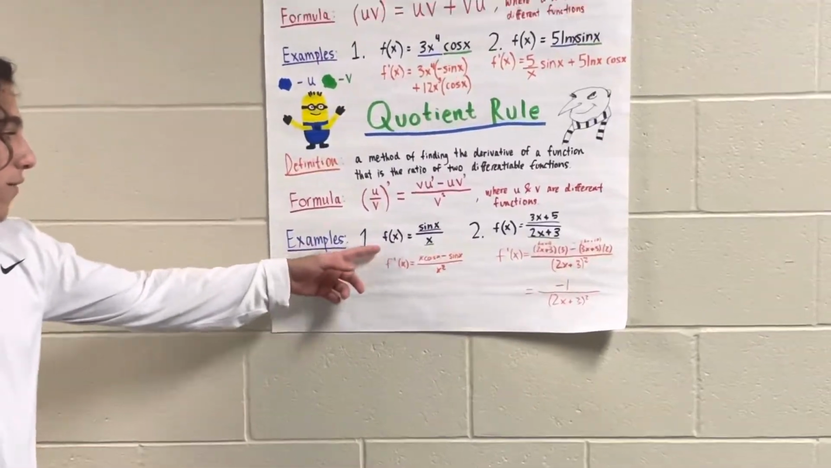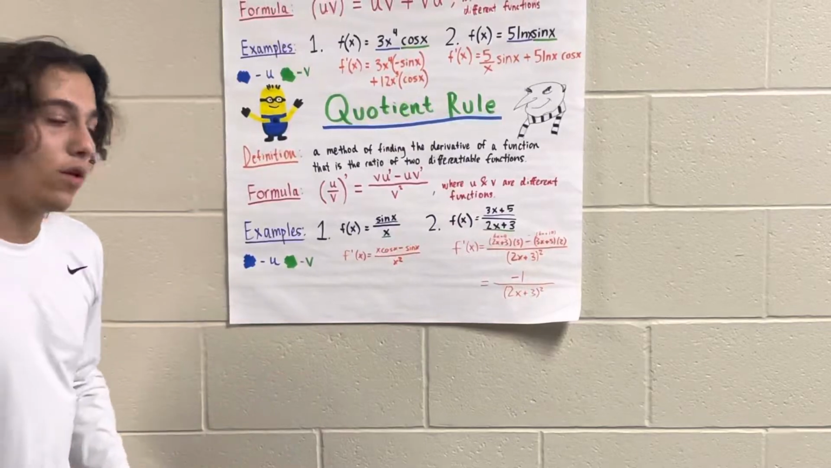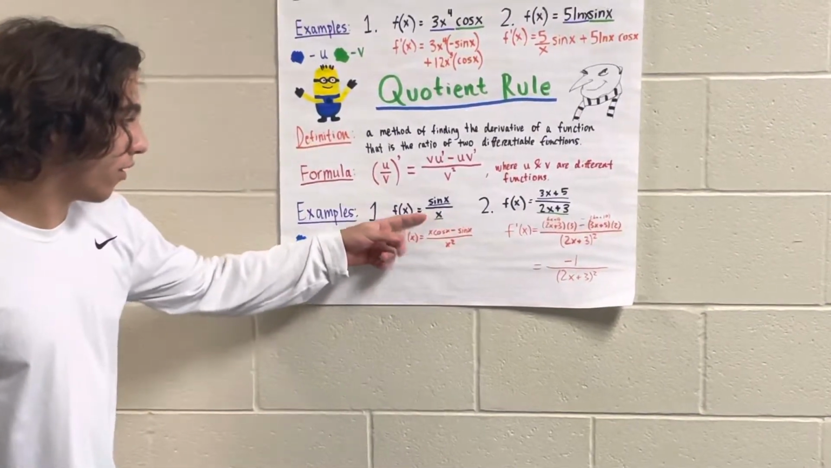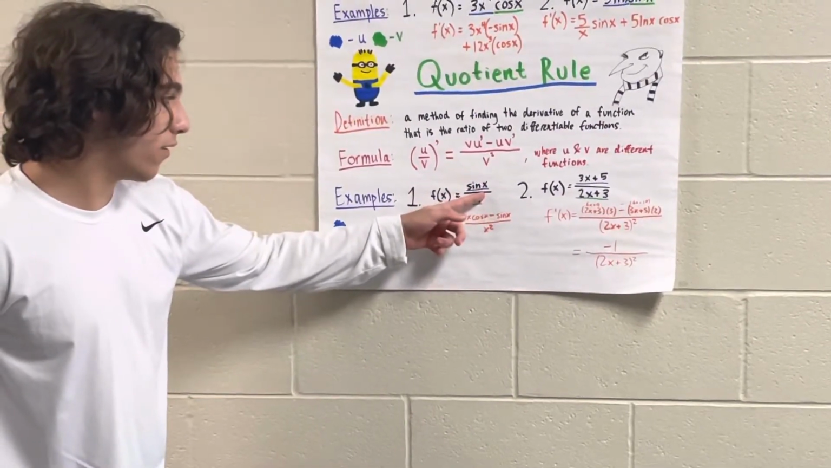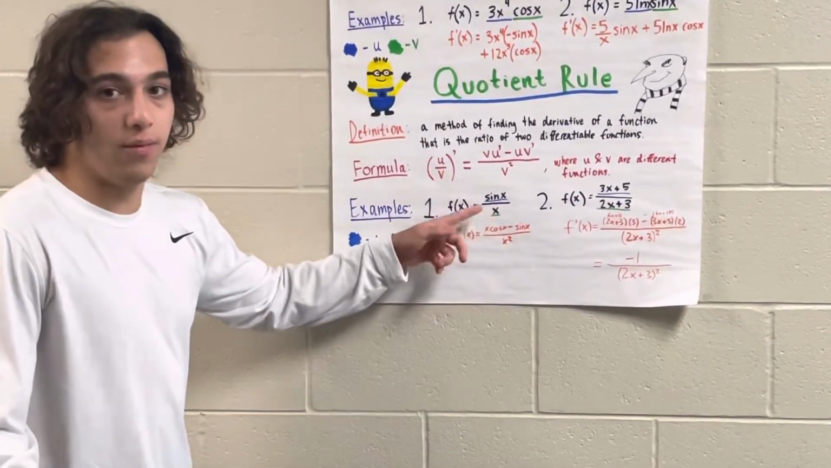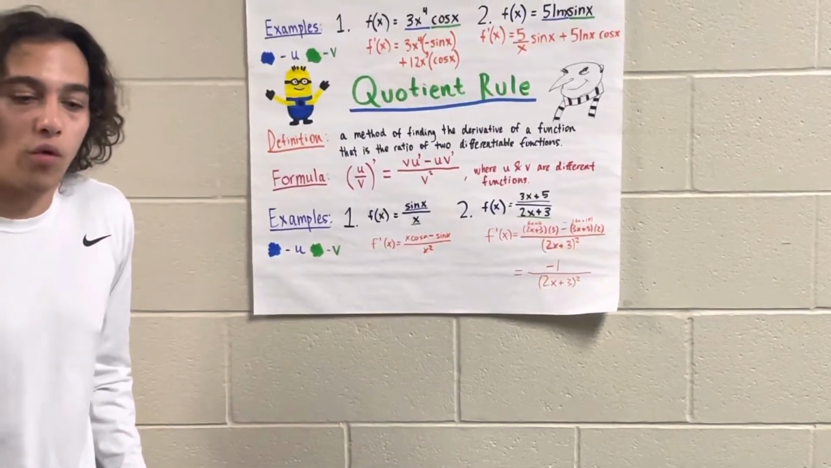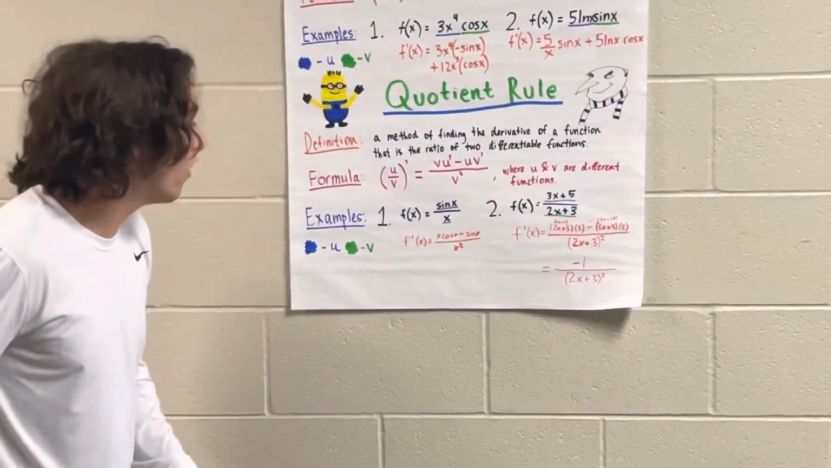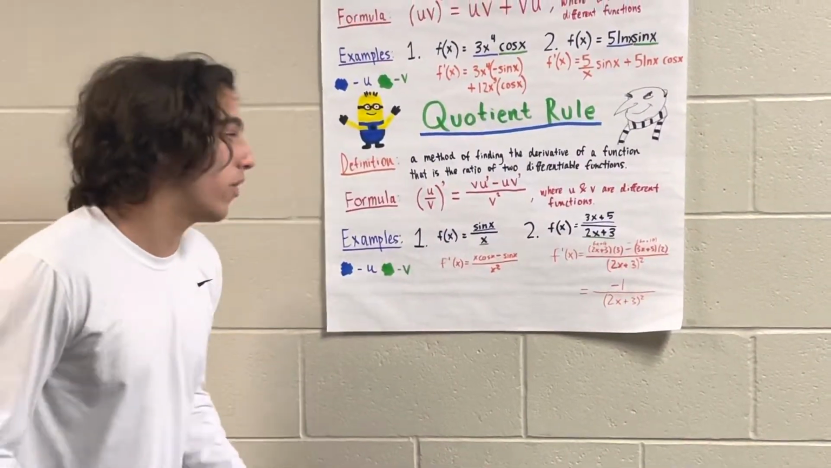So for number one, you have f of x is equal to sine of x over x. When you take the derivative, you do the bottom function multiplied by the derivative of the top, so you have x cosine of x, minus sine of x, which is the top function, multiplied by the derivative of the bottom, which would be 1 in this scenario. And you have to be really careful on the order you do it in, because since it's subtraction, you can't just flip the two terms. And then you have the bottom, x squared, because that's the bottom function.